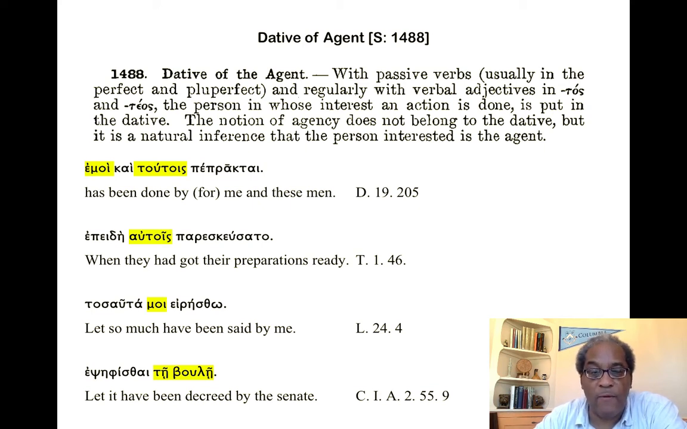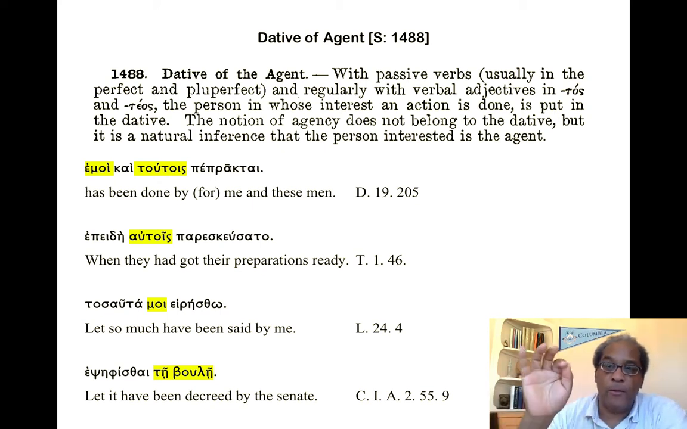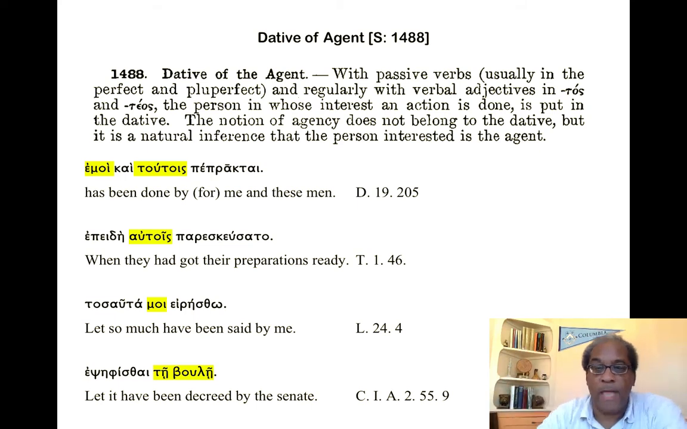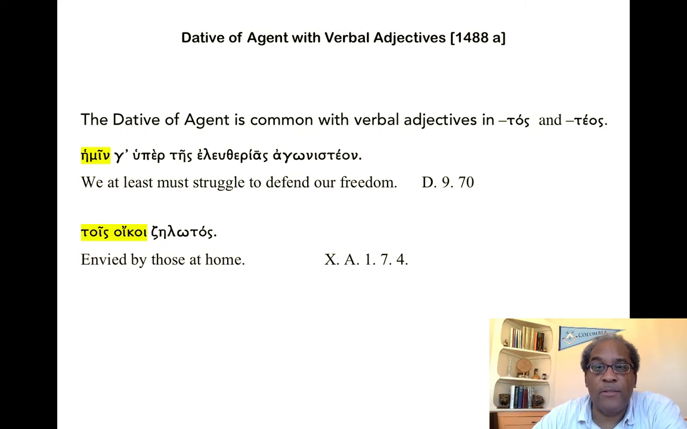And then finally from an inscription. Let it have been decreed by the Senate. Esse pistai te boule. Se pisdo is to plant your pebble into the ballot box. Now this comes to impinge on the grammar of verbal adjectives.